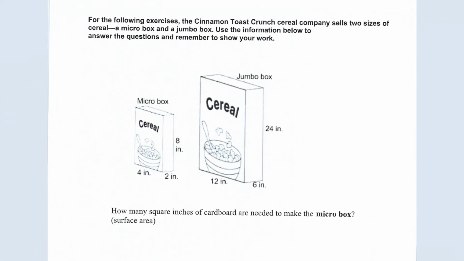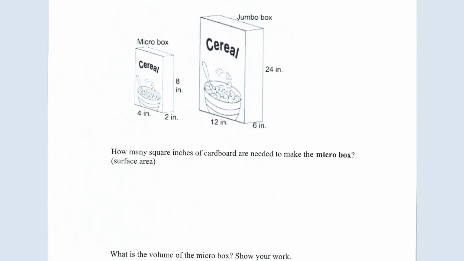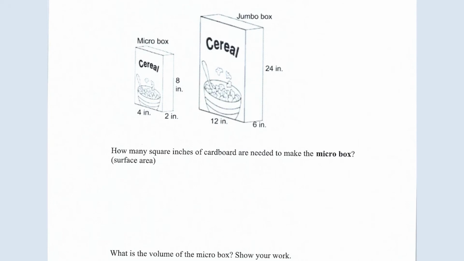I keep drawing on my page. There we go. Okay, for the following exercises, it says the Cinnamon Toast Crunch cereal company sells 2 sizes of cereal, a micro box and a jumbo box. Use the information below to answer the questions and remember to show your work. So it says how many square inches of cardboard are needed to make the micro box. So here we are solving for surface area, and we're only looking at the micro box here, okay?